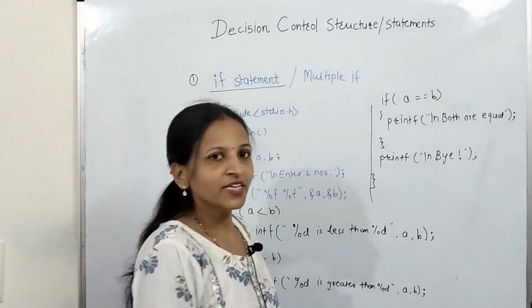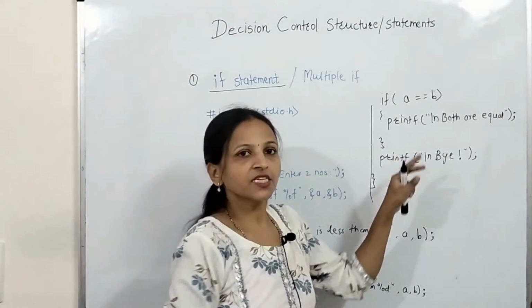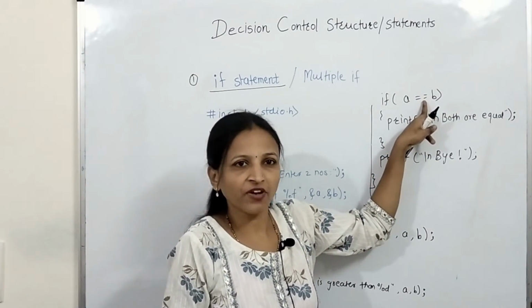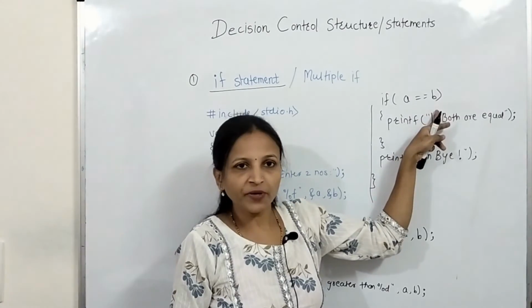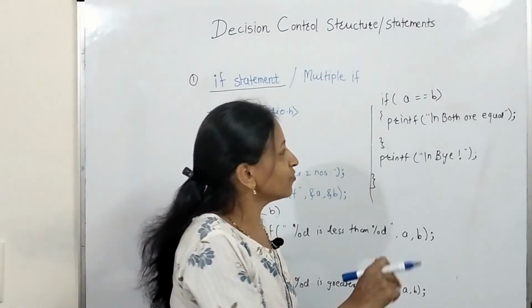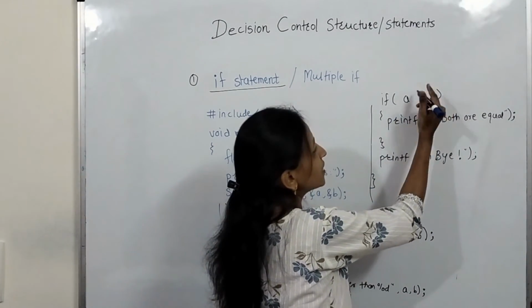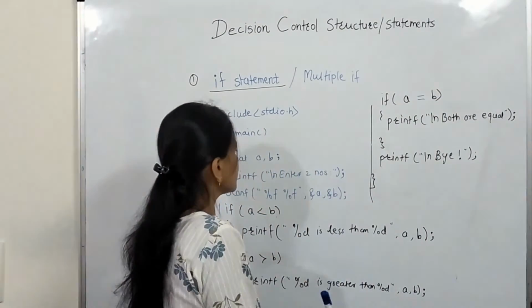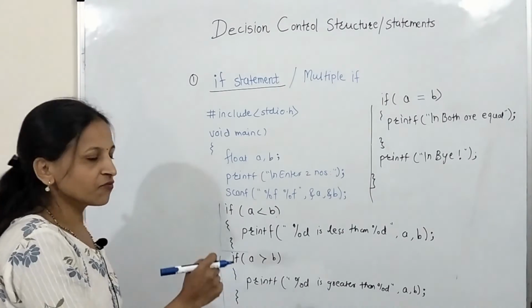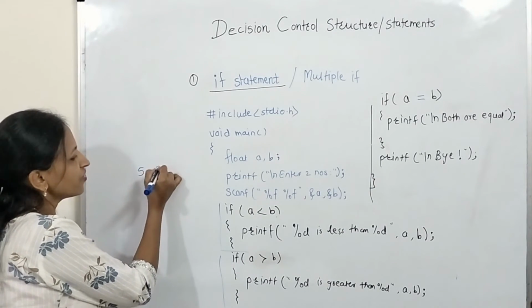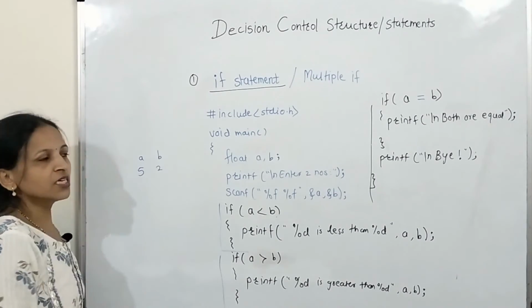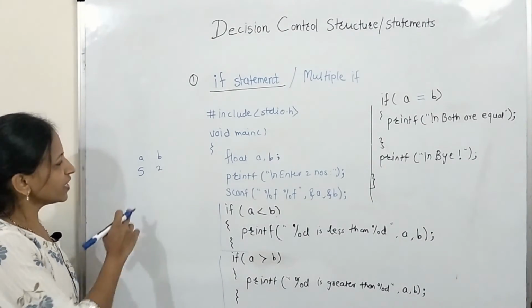Now suppose at this place, instead of this double equal to, that is a comparison operator for checking equality between two operands, suppose we have written the assignment operator, then what will happen? See, in this case suppose the user is entering the values of a and b as 5 and 2. In this way, a is 5, b is 2. Okay, now what will happen?